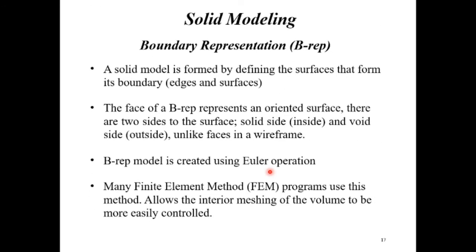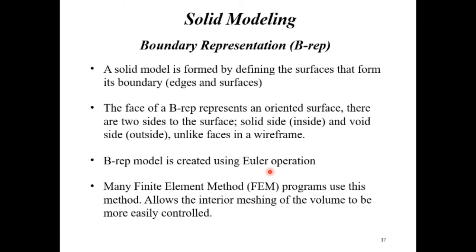Solid modeling in the case of boundary representation can be defined by the vertices, edges, and surfaces. The face of a boundary represents an oriented surface. There are two sides to the surface: the solid side inside and the void side outside. The void side is nothing but the surface, and the solid side is nothing but the core. The boundary representation model is created using Euler operations. So what is meant by Euler operation?